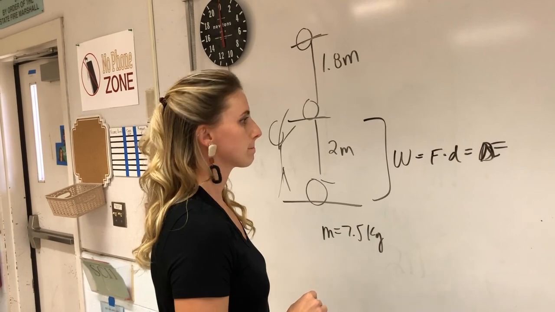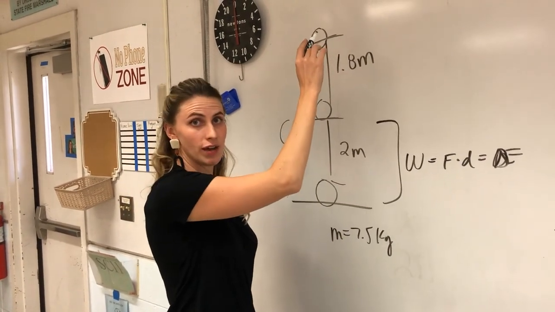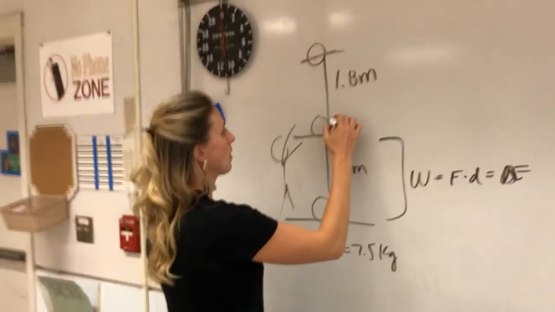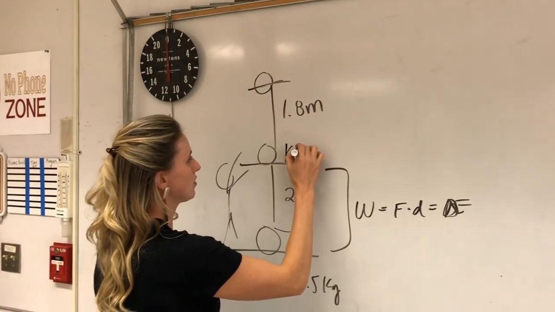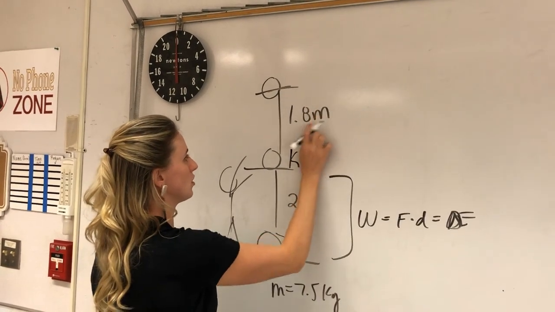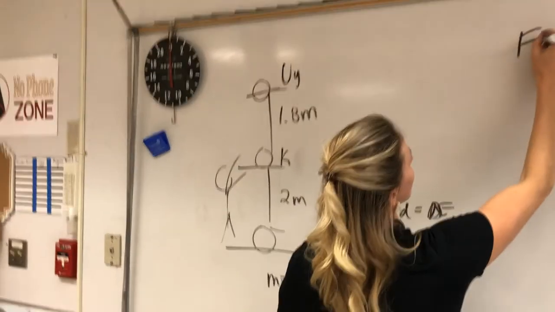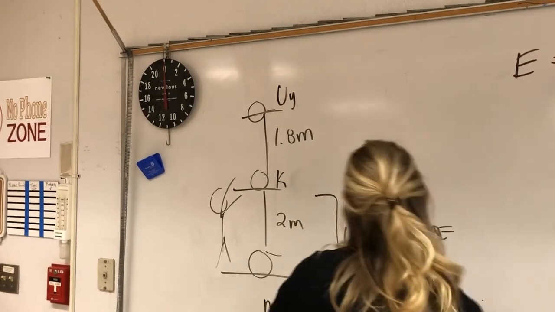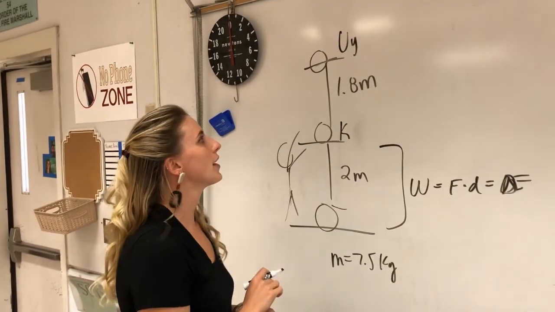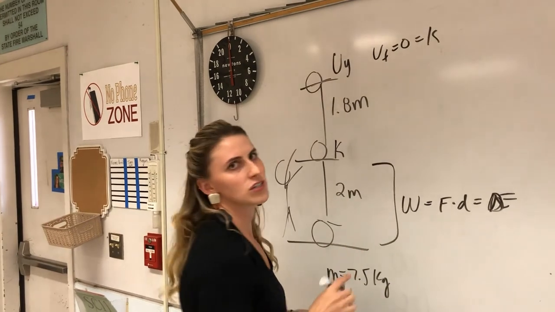Well, what happens to the work that he did? It gets converted into kinetic energy, right? So it's got kinetic energy right when it leaves his hands. So here's going to be my kinetic energy. And then up top, we've got UG, right? Well, what happens to the kinetic energy on the way up? As we go up, it's going to slow down. So what's going to be the kinetic energy at the top? The kinetic energy at the top will be 0.